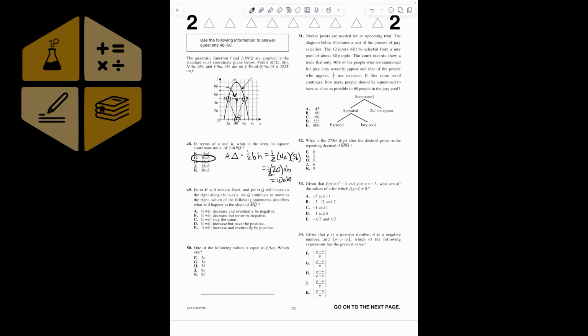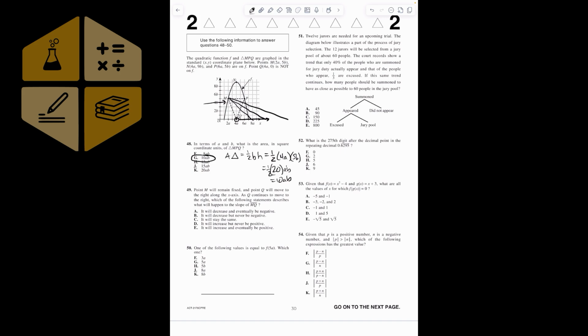49. Point M will remain fixed. Let me erase what I drew all over this graph up here so it's not so messy. Point M will remain fixed, and point Q will move to the right along the x-axis. As Q continues to move to the right, which of the following statements describes what will happen to the slope of MQ? Here's MQ on the graph right here. As this point Q goes this way, the slope keeps changing. It keeps going to look more and more like this and this and this.